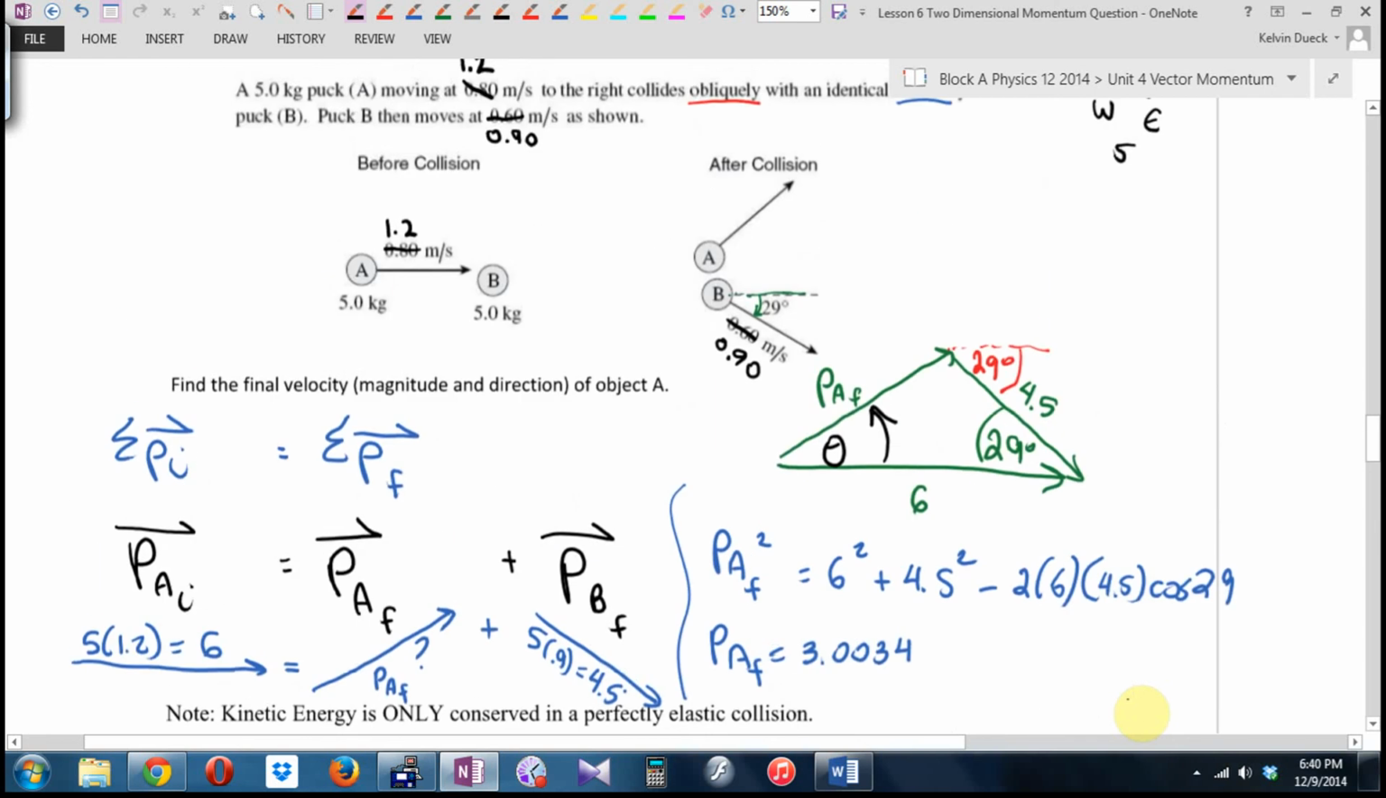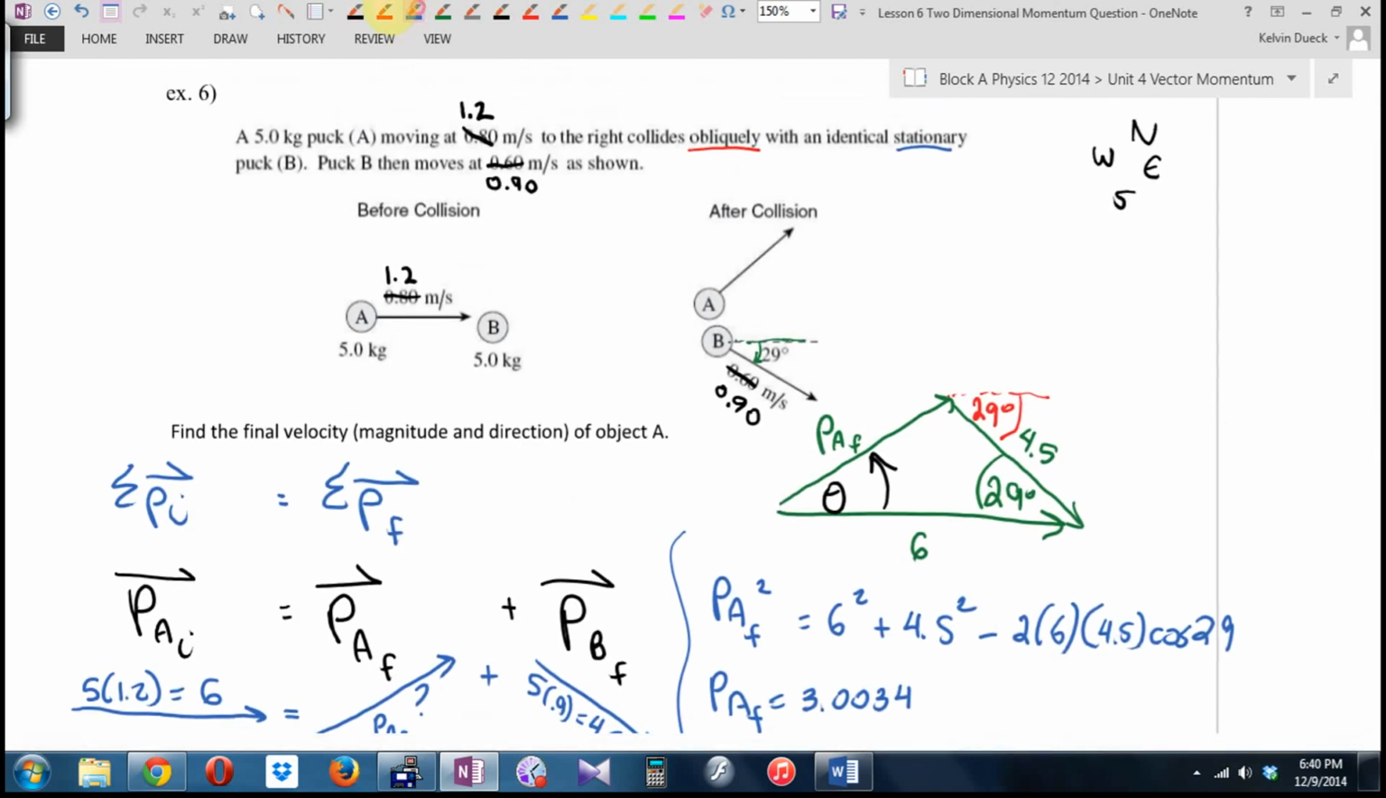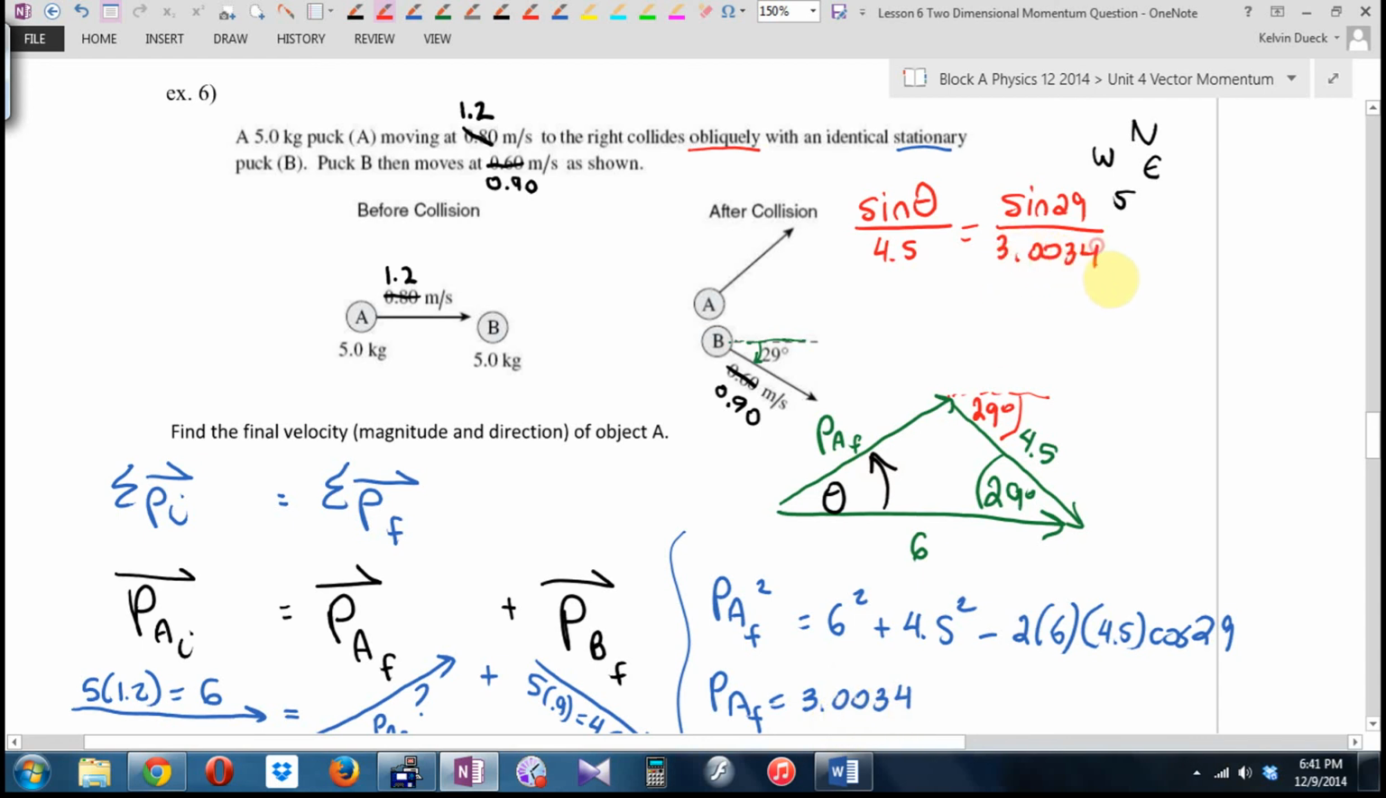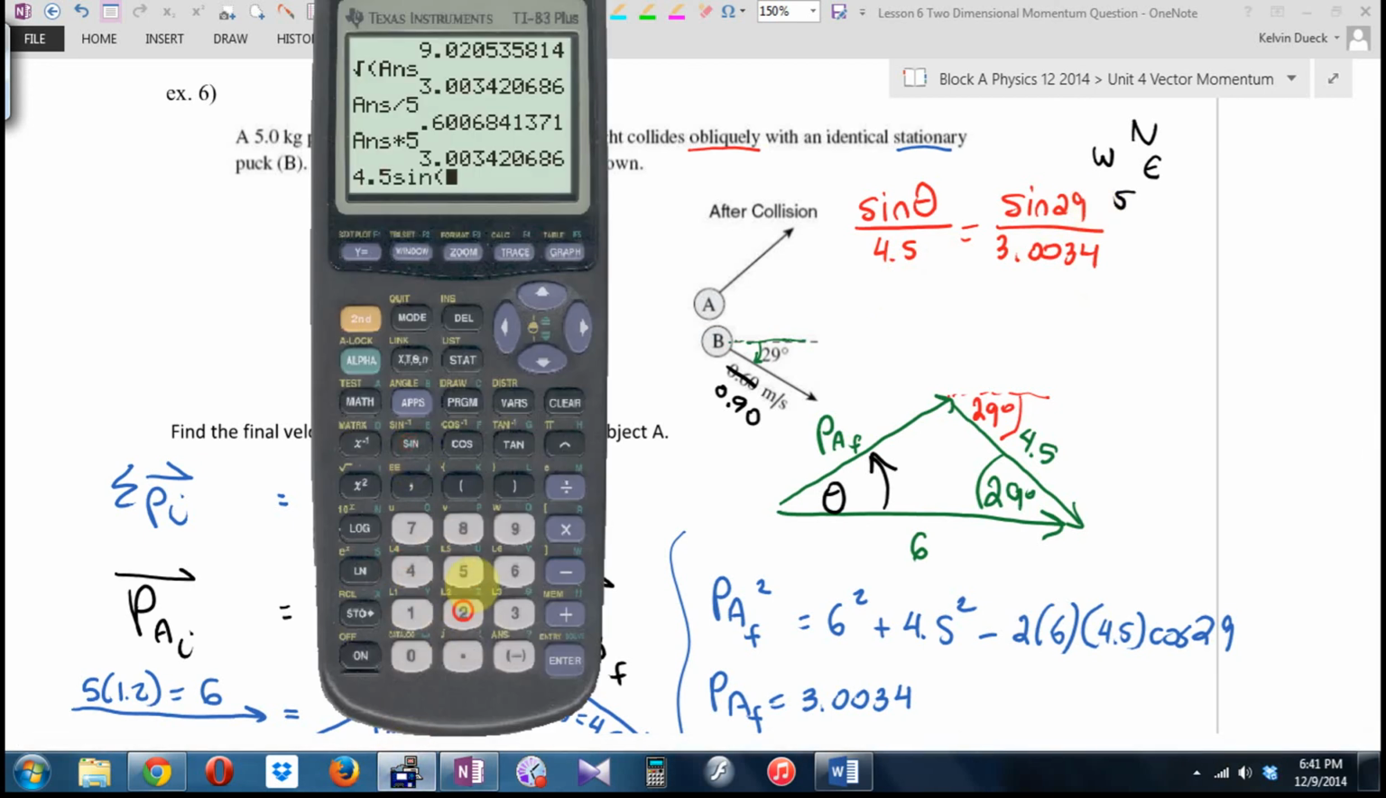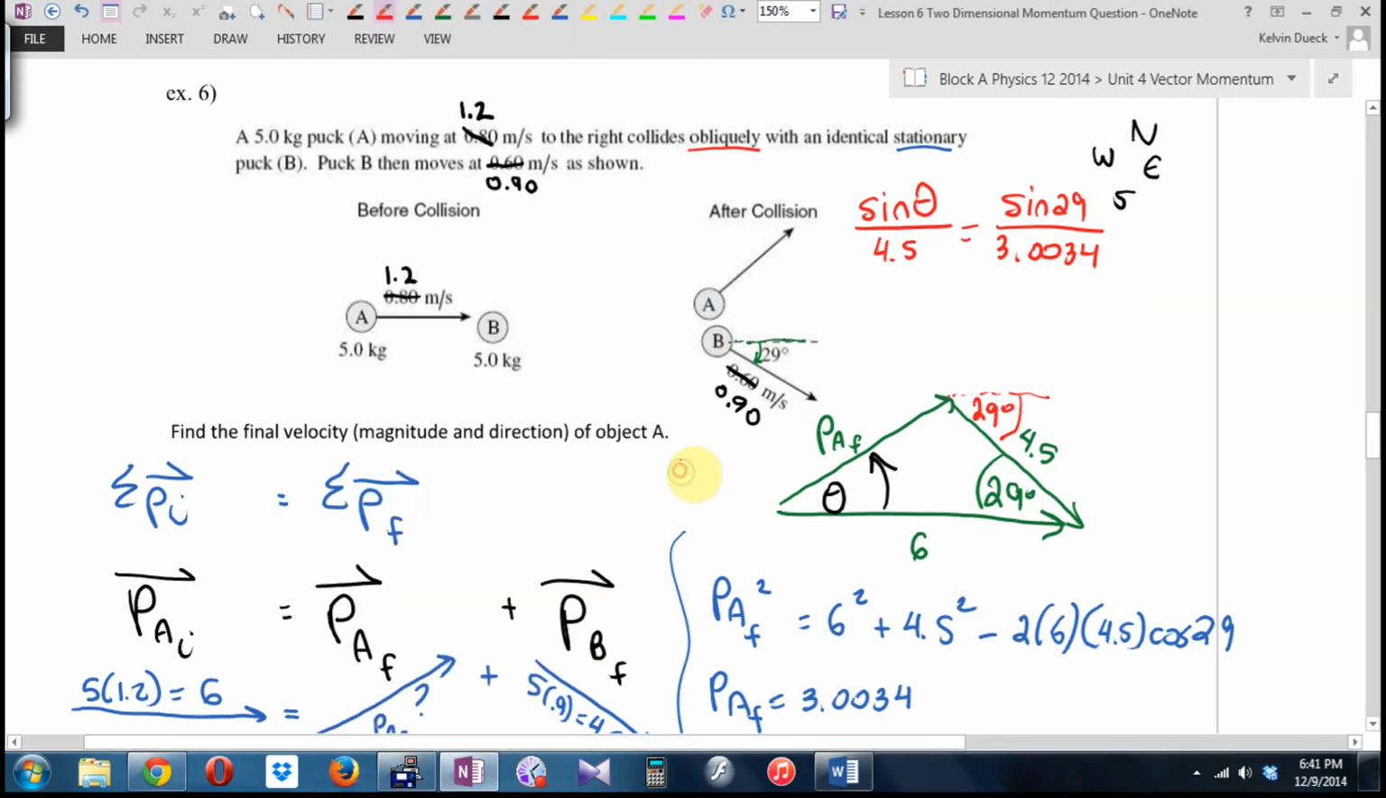How big? Hey, I've got room to do the sine law up here. Boy, have I been disorganized. Sine theta over what's across from it, 4.5, equals sine of 29 over what's across from it, which is 3.0034. Once again, I'm going to multiply the 4.5 over. I'll get 4.5 sine 29 divided by my answer. Now that's the sine of theta, inverse sine, and I get 46.6 degrees.